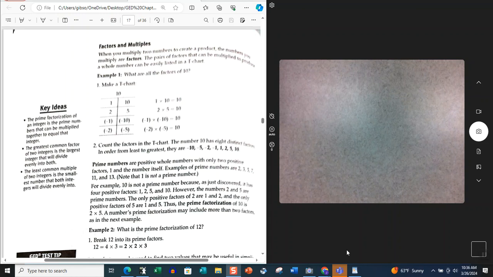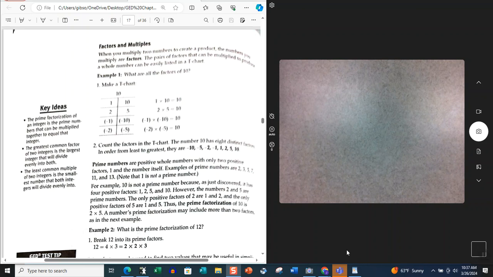What are all the factors of 10? This is example 1. Make a T-chart. You got 1 and 10, 2 and 5, -1, -10, -2, -5. And then as you see, when you multiply them, you get +10. It says count the factors in the T-chart. The number 10 has 8 distinct factors in order from least to greatest. They are -10, -5, -2, -1, 1, 2, 5, and 10.